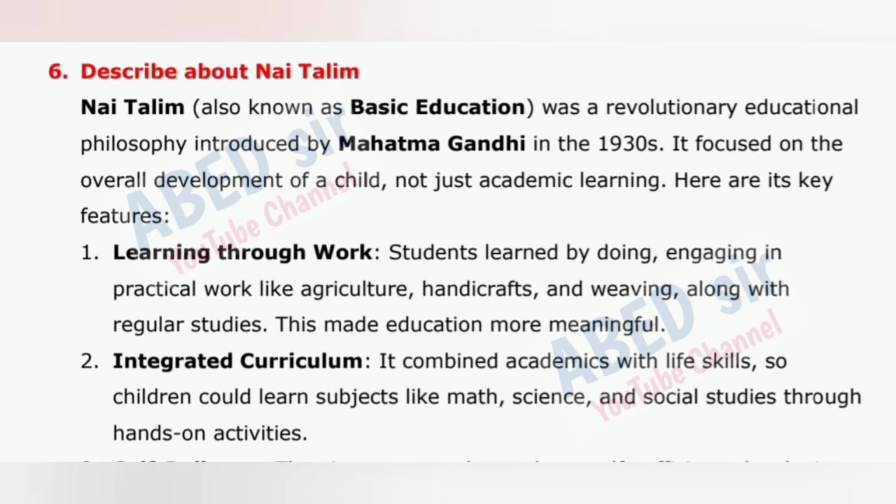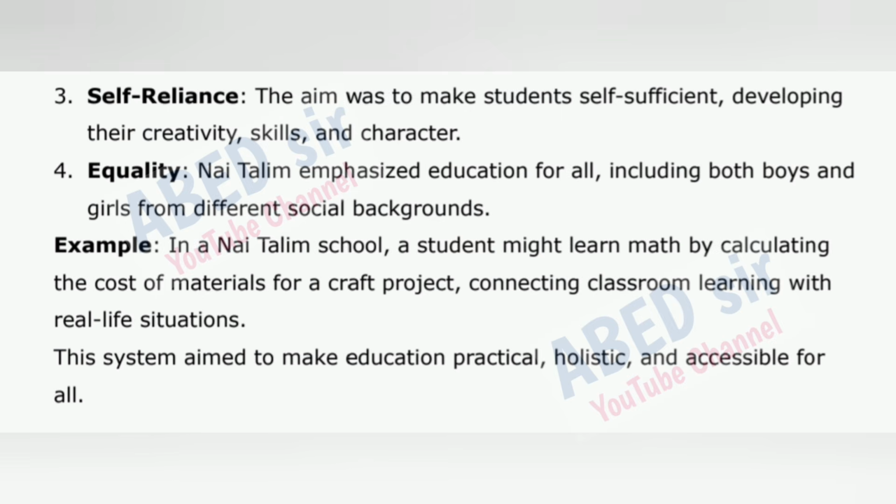1. Learning through work. Students learned by doing, engaging in practical work like agriculture, handicrafts, and weaving, along with regular studies. This made education more meaningful. 2. Integrated curriculum. It combined academics with life skills, so children could learn subjects like math, science, and social studies through hands-on activities. 3. Self-reliance. The aim was to make students self-sufficient, developing their creativity, skills, and character.